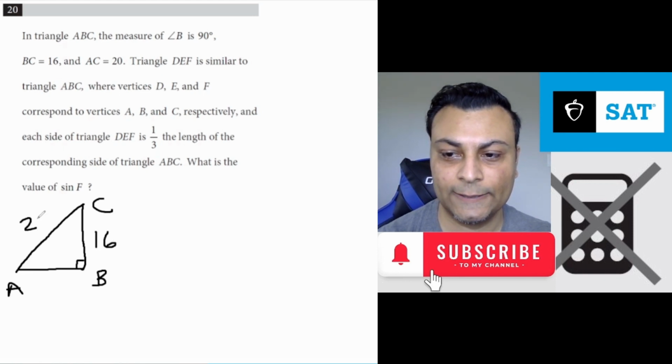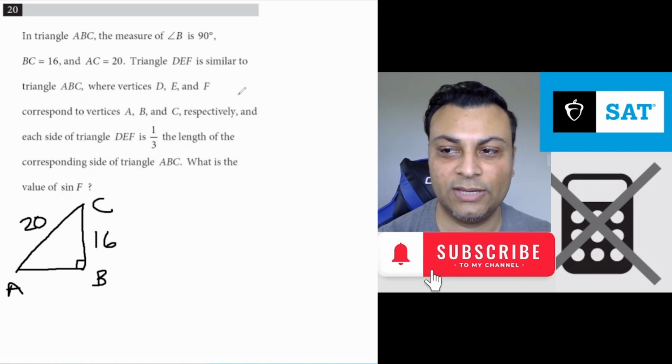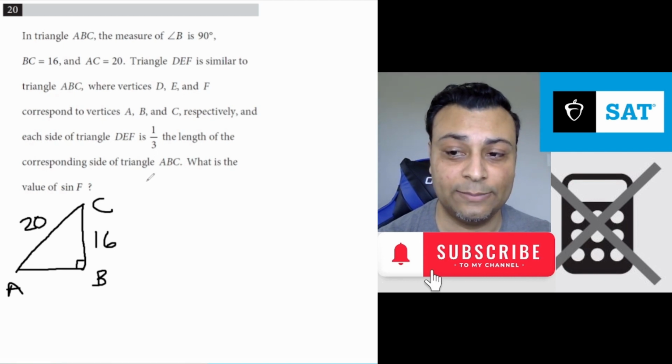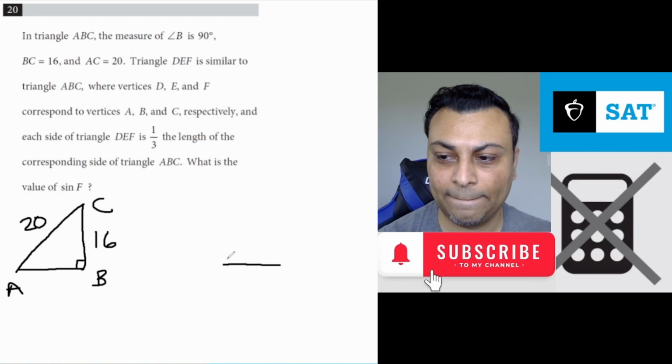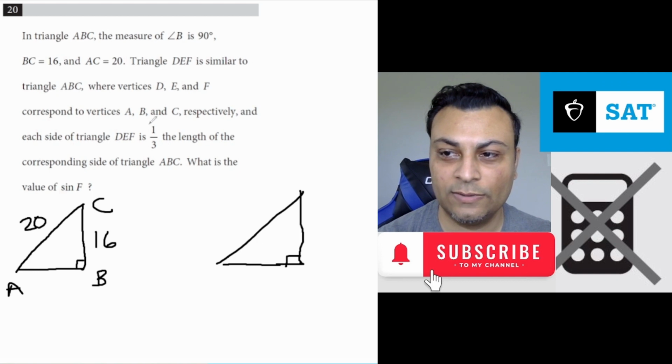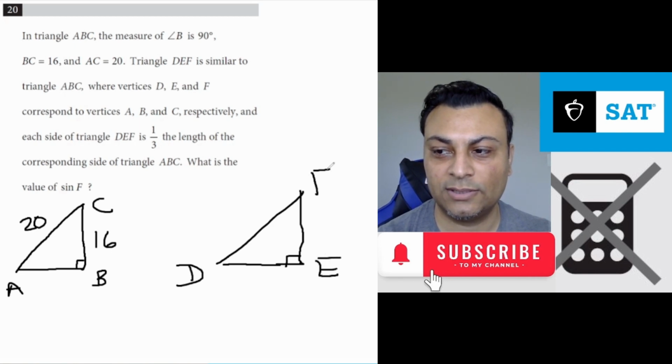AC is 20. Triangle DEF is similar to triangle ABC, where vertices D, E, and F correspond to A, B, and C respectively, and each side of triangle DEF is 1/3 the length of the corresponding side of triangle ABC. What's the value of sine F? Now, when you have this new triangle, which is similar, they said D, E, and F correspond to A, B, and C. So D would correspond to A, E would correspond to B, and F would correspond to C. Okay, and they would like to do sine F.